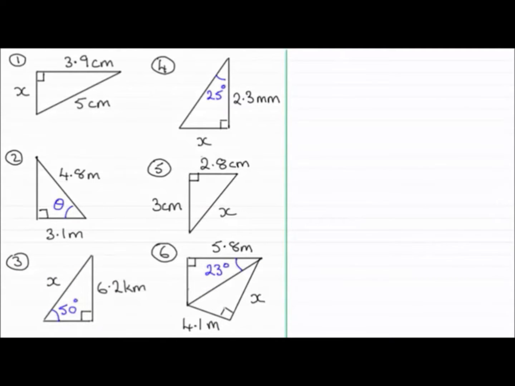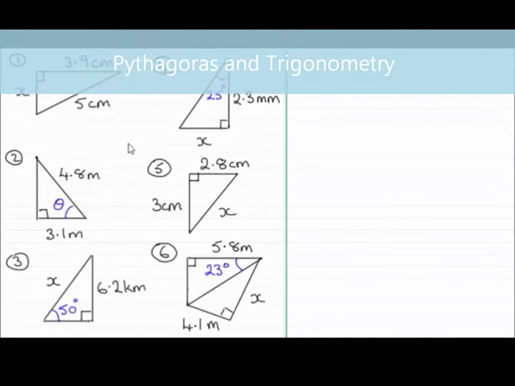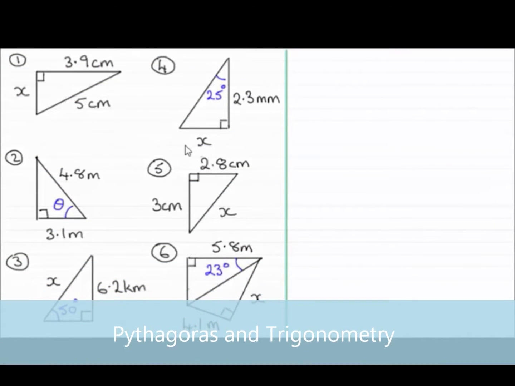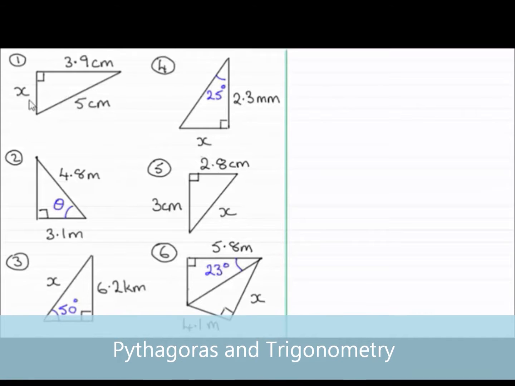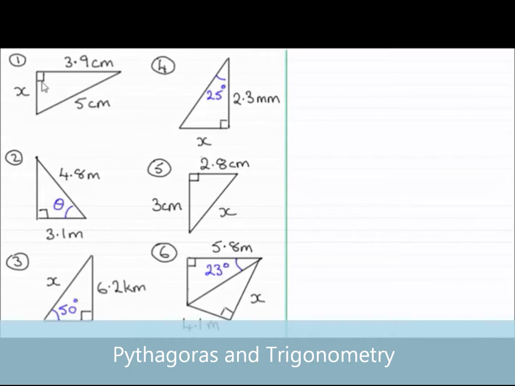Hi there. Now here I've got a mixed exercise that you might like to try on Pythagoras' theorem and trigonometry, where I've got 6 questions here and you've got to find either the length of a side x or the angle theta for these right angle triangles.